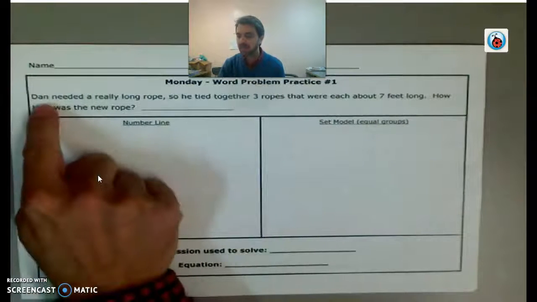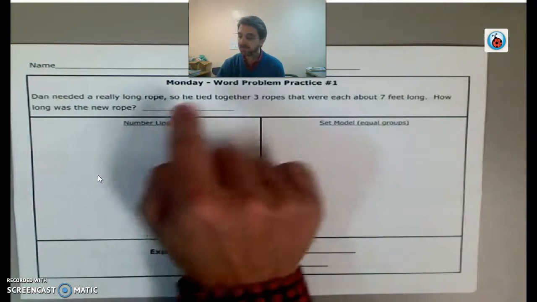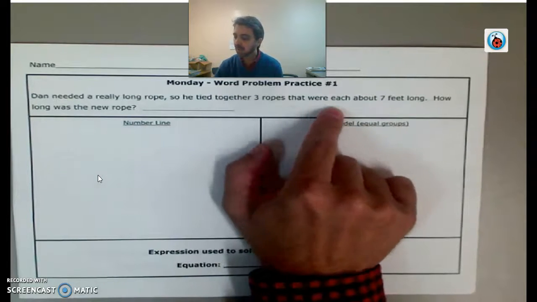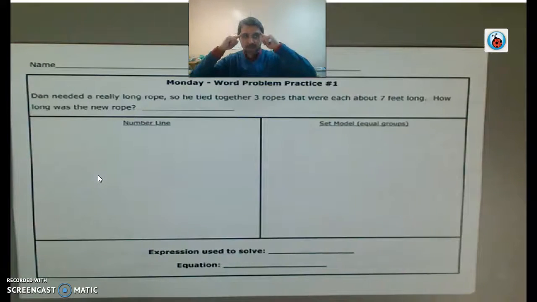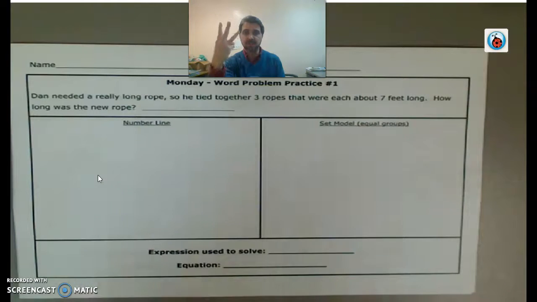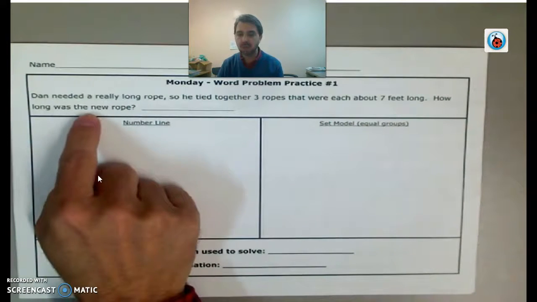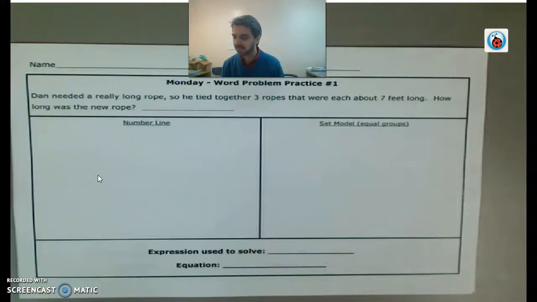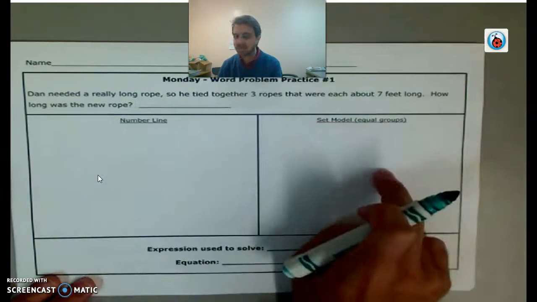Okay, here we go. So it says Dan needed a really long rope. It doesn't say why, but he does. Maybe for his boat, I don't know. So he tied together 3 ropes that were each about 7 feet long. Okay, so we want to get a visualization. You want to picture what's happening here, okay? 3 ropes, they're each about 7 feet long. That's about taller than me. How long was the new rope? Okay, so it's about 7 feet, so we're going to get an approximate answer here. So one way to do it is the number line, and another way to try it is a set model.